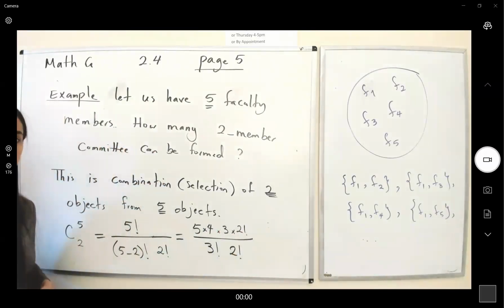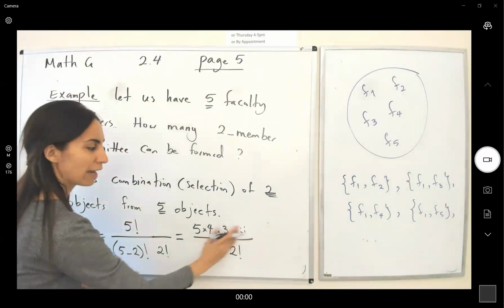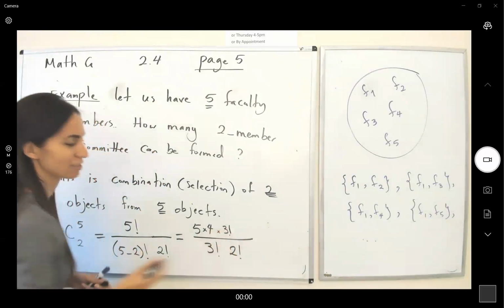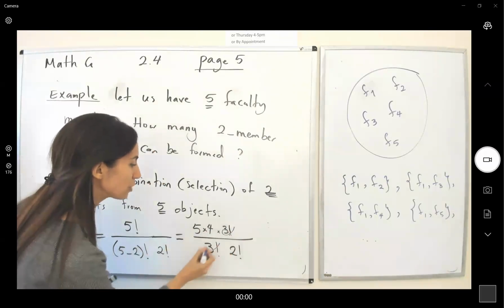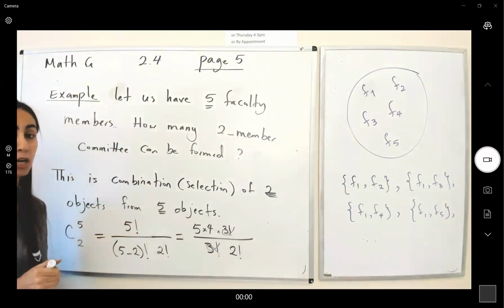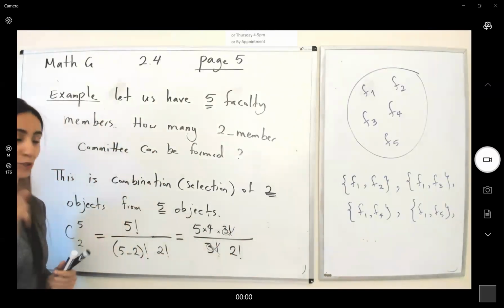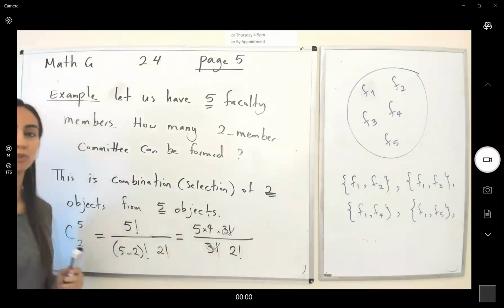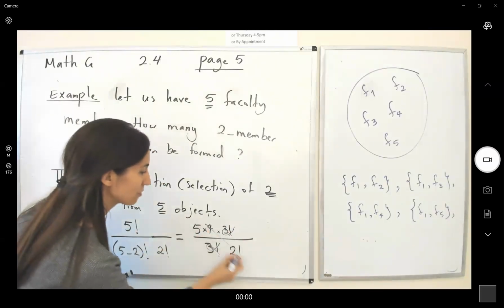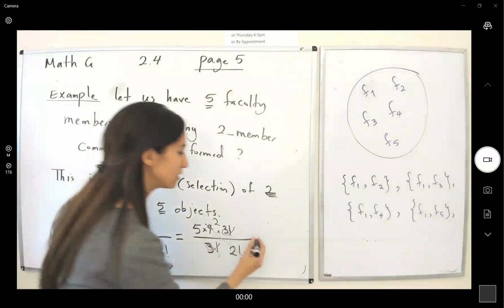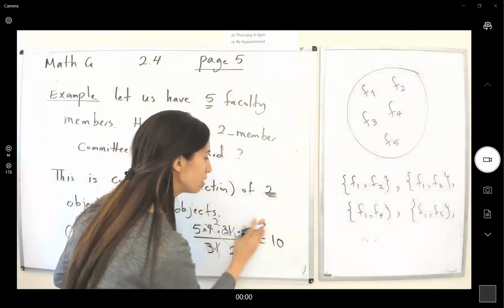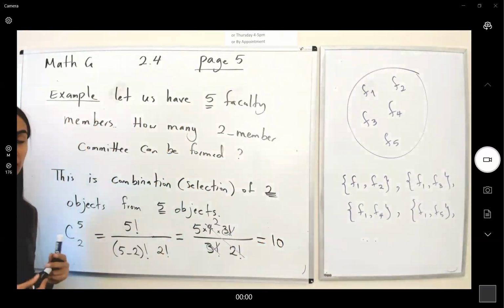You could say, hey, Professor, wasn't it easier for you to write this as 3 factorial? I say, yes, of course. Well, let's do that. 3 factorial, you can get rid of them. 2 factorial is equal to 2. 4 divided by 2 is 2. 5 times 2 is 10. 10 different possible committees are available.